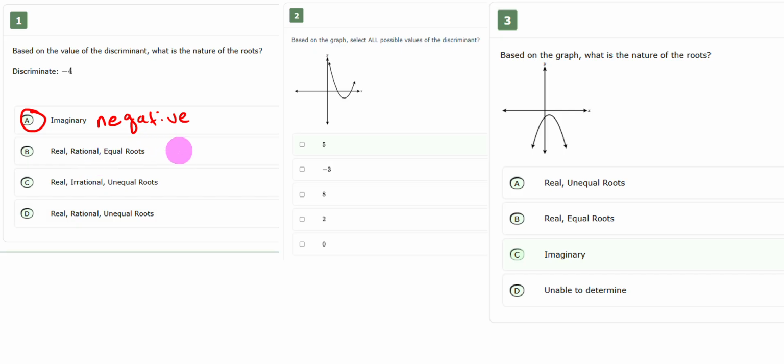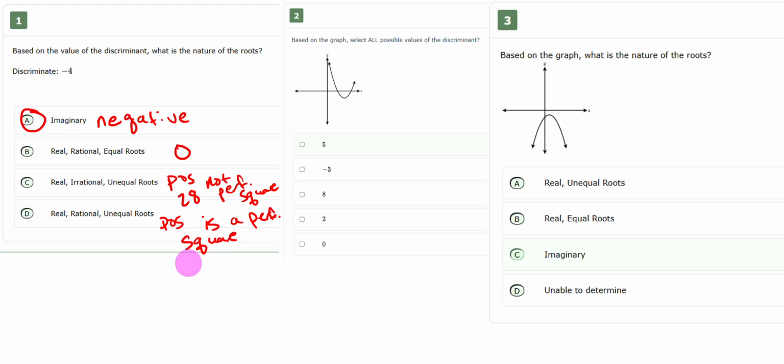Real, rational, equal roots, that's when it equals 0. Real, irrational, unequal roots, that's when it's positive, but not perfect square. This would be like 28. Real, rational, unequal roots, it's positive, but it is a perfect square. That's 4, 9, 1, 25, 64, 16, all those perfect squares, that would be real, rational, and unequal roots.